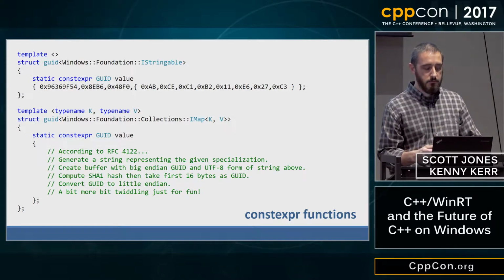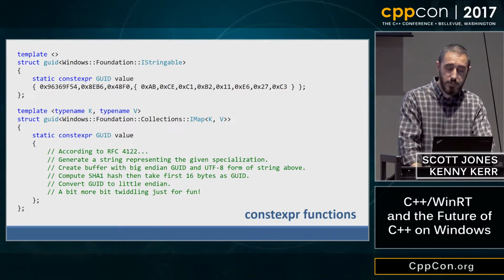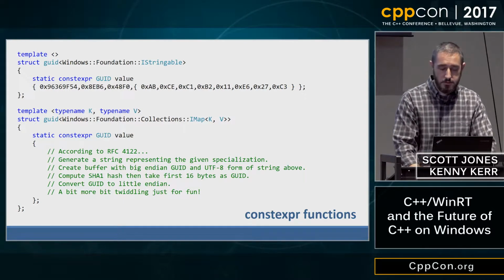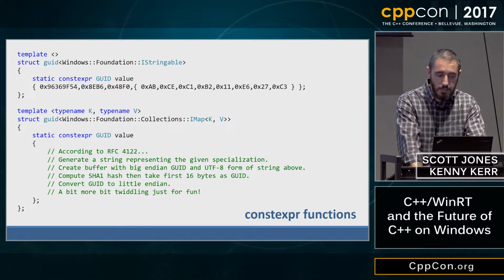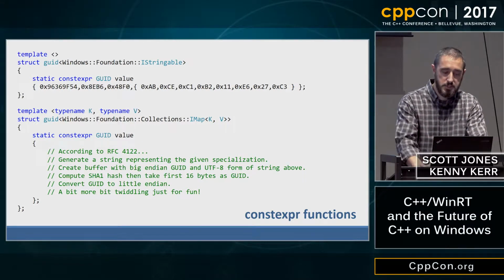So we have these type traits. We have the full specialization for the IStringable. Now we know that GUID because it's in metadata, so we just roll it out. But for generic interfaces like IVector and IMap and so on, we have a partial specialization. And in there we essentially have a constexpr function which does what that RFC says you should do.